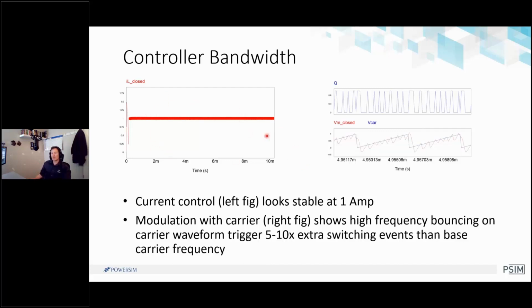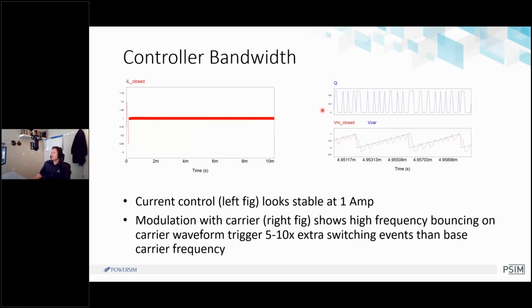If we look at the left-hand figure, say we're controlling an inductor current to 1 amp, and it looks okay. But if we dive down into what the actual converter is doing, we see there's bad business here. The red line is the modulation waveform, and the blue line is the carrier waveform. We can see that the modulation waveform is bumping along on the carrier, and that's being reflected in the gating waveform.